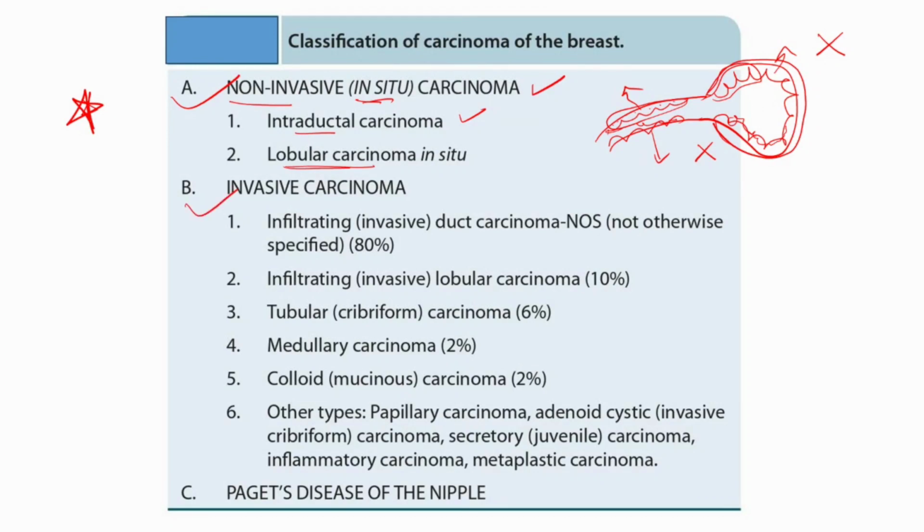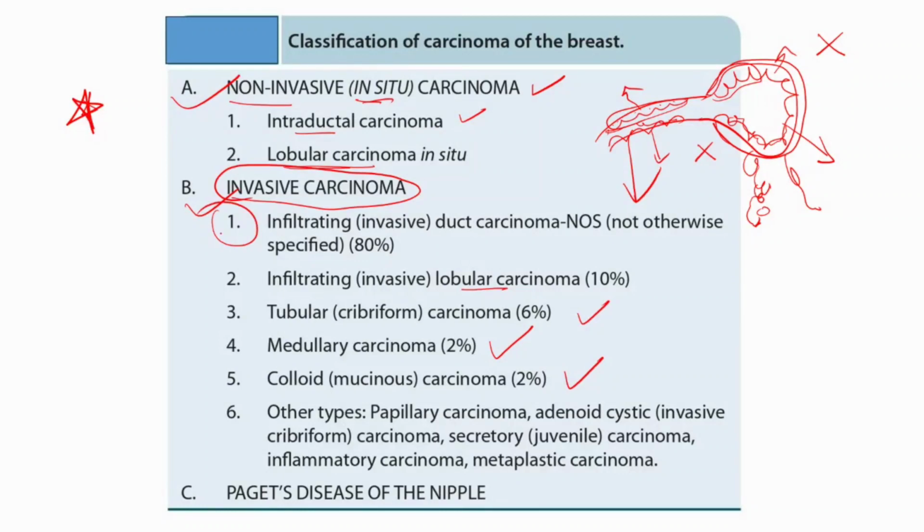Invasive carcinomas are those carcinomas which are invading the tissues. In that, infiltrating duct carcinoma, from the duct they are infiltrating, okay, and infiltrating lobular, from the lobes they are infiltrating, and tubular carcinoma, from the lactiferous tubes they are invading, and medullary carcinoma from the medullary area, colloid carcinoma and other types. All these are invasive carcinomas. Okay, so non-invasive are present in a localized area, and invasive are invading other tissues.